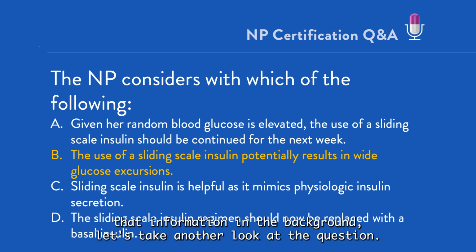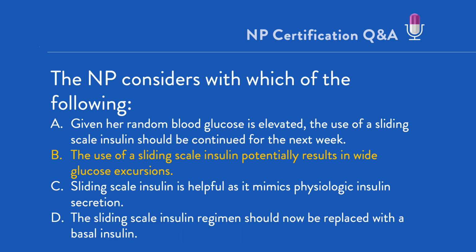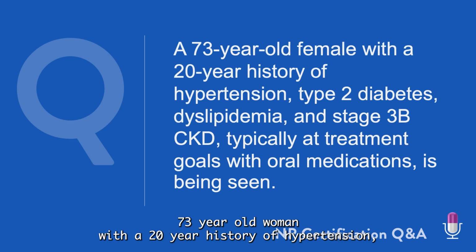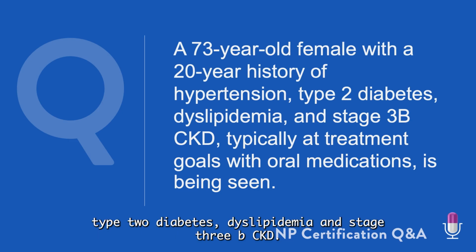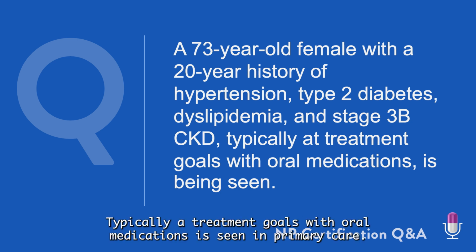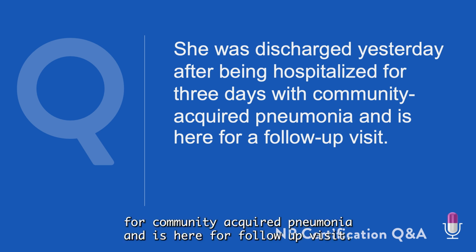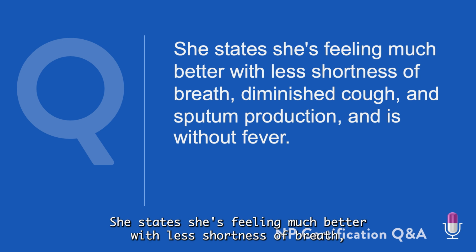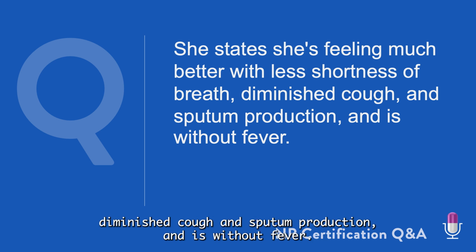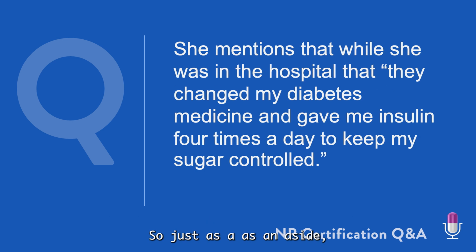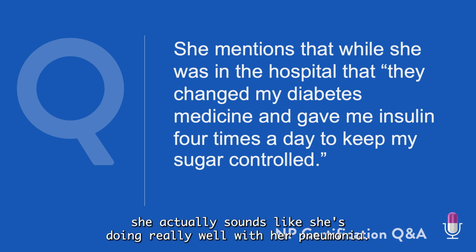So with that information in the background, let's take another look at the question. 73-year-old woman with a 20-year history of hypertension, type 2 diabetes, dyslipidemia, and stage 3B CKD, typically at treatment goals with oral medications, is seen in primary care. She was discharged yesterday after being hospitalized for 3 days for community-acquired pneumonia and is here for a follow-up visit. She states she's feeling much better with less shortness of breath, diminished cough and sputum production, and is without fever. So just as an aside, she actually sounds like she's doing really well with her pneumonia.